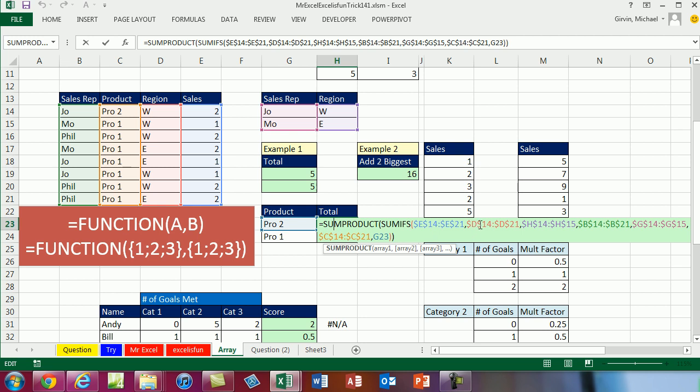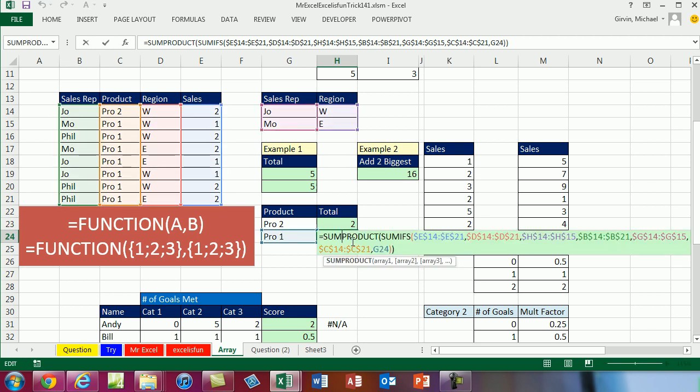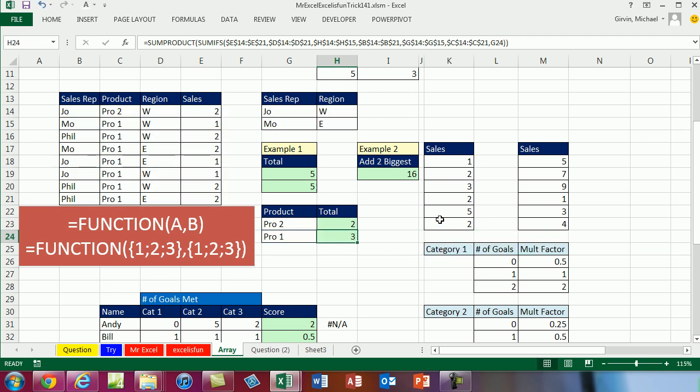So here's an example with a third criteria, this product here. We're still using the criteria from up here, where we're giving it a function argument array operation right there. If we were to highlight the SUMIFS and hit F9, it's spitting out two values. Ooh, it's giving us a two and a zero, because it's Joe, West, and product two, or Mo, East, and product two. So a two and a zero. So if we wanted to copy it down with this criteria, then SUMIFS might be the trick.